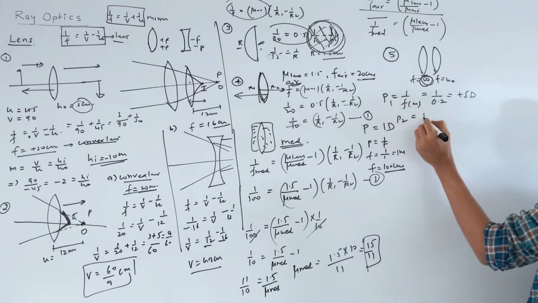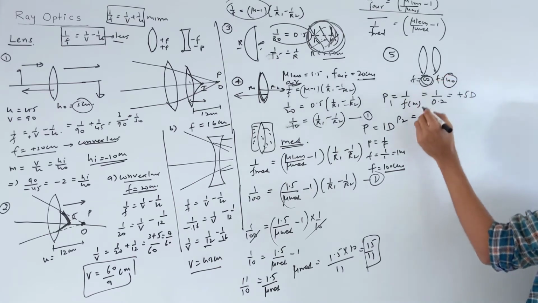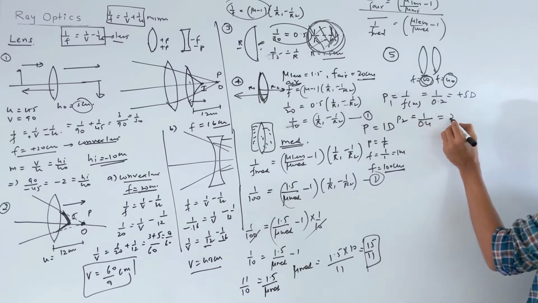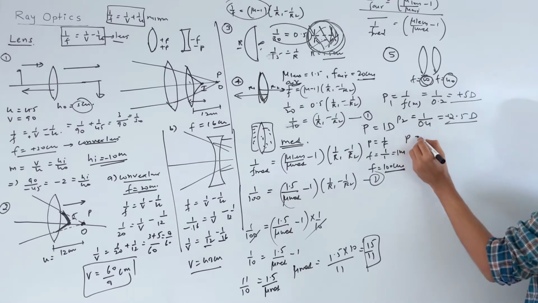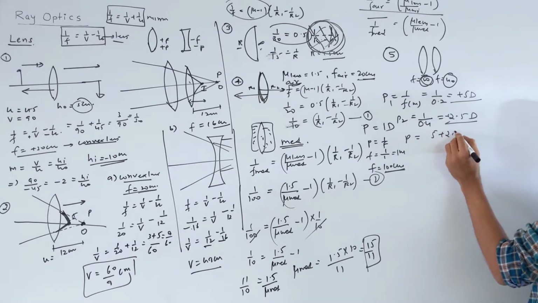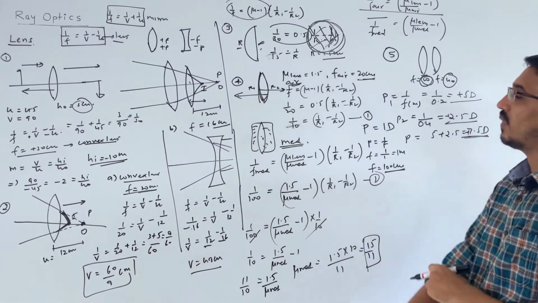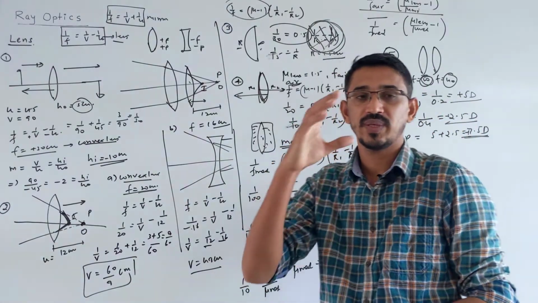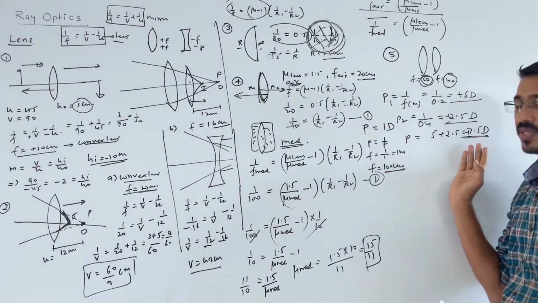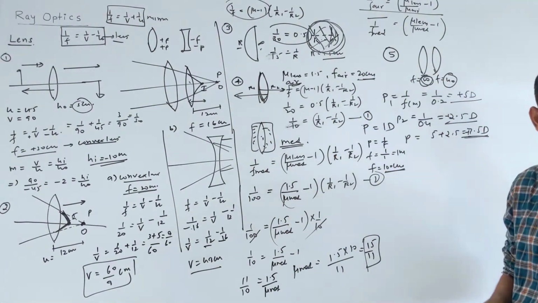This is P1, say. What is the focal length? 40 centimeter means 0.4 meter, so 1 by 0.4 is 2.5 diopter. Both are positive power. So what is the net power? Obviously 5 plus 2.5 means 7.5 diopter and positive. Your convex lens has positive power. Suppose one was convex, one was concave, then you have to subtract them. Positive power, negative power, okay.